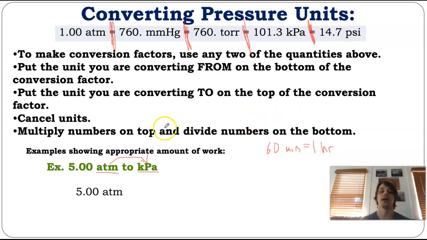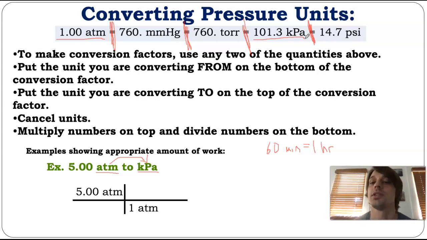Okay? All right, so I'm going from ATMs. Where's ATMs? Right here. I'm going to kilopascals. So the unit that I'm coming from goes on bottom. What is the number that coincides with that? 1. The unit that I'm going to goes on top, kilopascals. What is the number that coincides with that? 101.3. So here, would I multiply, divide? Do I do both? What do I do? Hopefully you're thinking it's on top. I multiply. Please label everything.